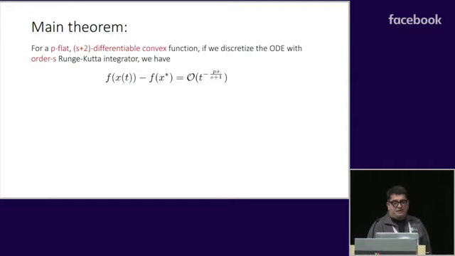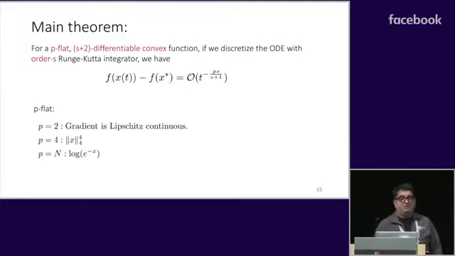But essentially, our main theorem is that you can achieve acceleration by discretizing this ODE if your function is s plus 2 differentiable and convex, where S is the order of the Runge-Kutta discretization scheme, and it's P flat. So P flat means that the first non-zero term of the Taylor expansion of the function around the minimum is of order P. So P equal to 2 is the standard case that we look at.